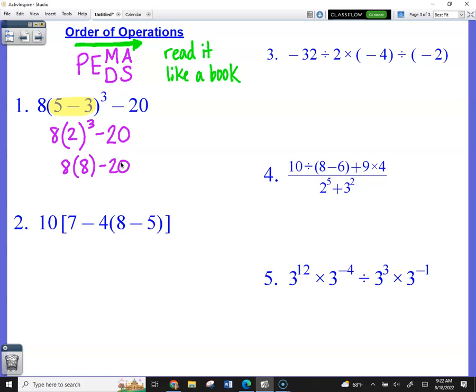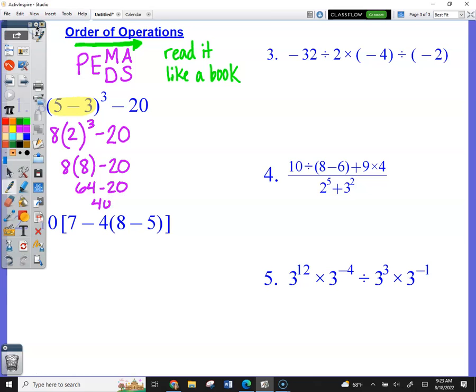Now you look at what operations you have. You have multiplication and subtraction. Once you knock out parentheses and exponents, you read it like a book. So from left to right, I'm going to start reading it, and I come to multiplication, so you've got to do it. And then 64 minus 20. 44, sorry.